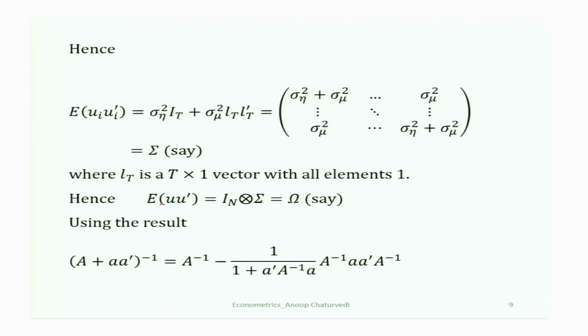Then, if you take expectation of u u transpose, now expectation of u_i u_i transpose is equal to capital sigma for all i. So, expectation of u u transpose is equal to I_N Kronecker product sigma, and then we write it equal to capital omega.